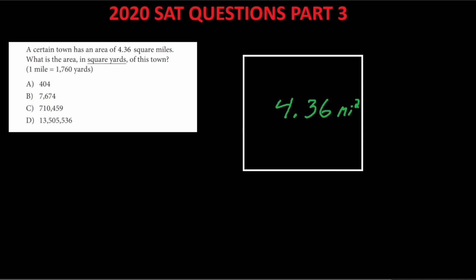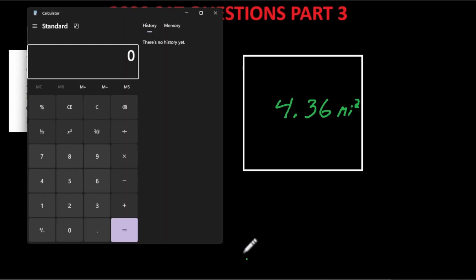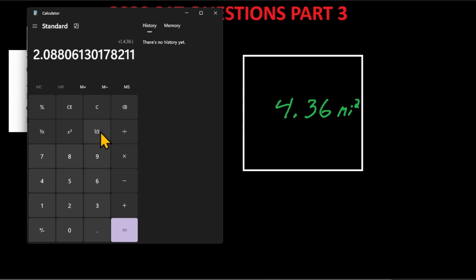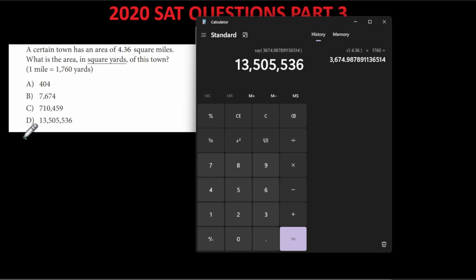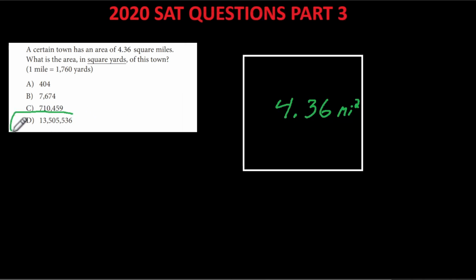And if I use a calculator, I have 4.36. I take the square root, that's one side, and then I multiply by 1,760. So I get 3674 for each side. So if I square that, that gives me the square yards, and we see that that is choice D.